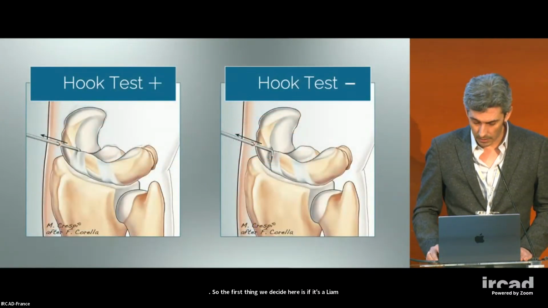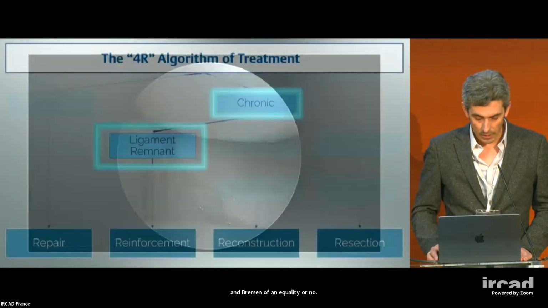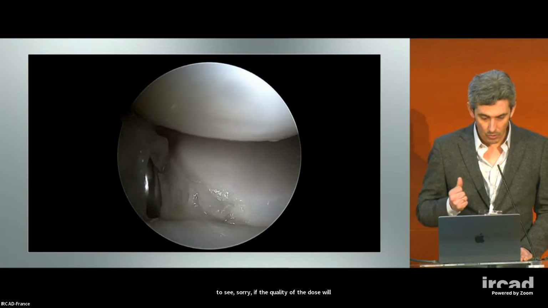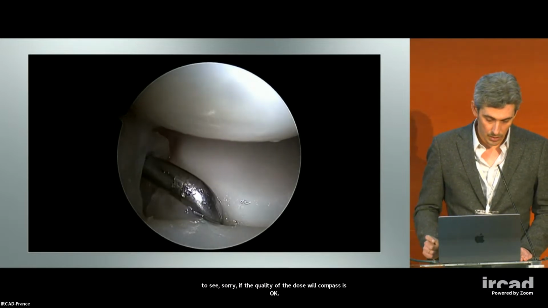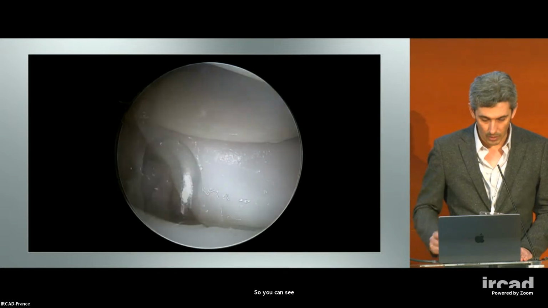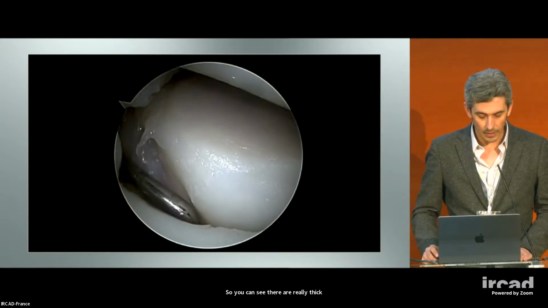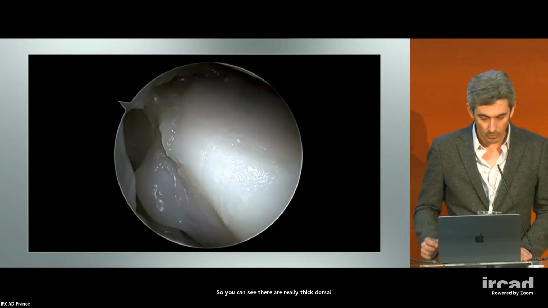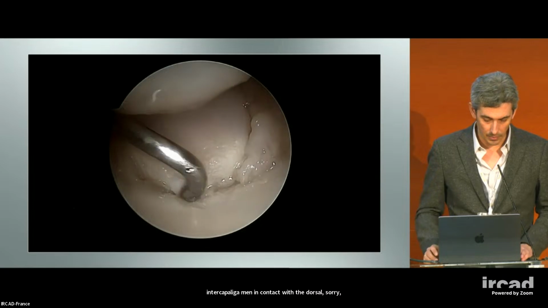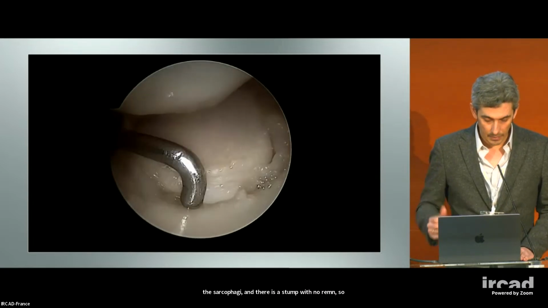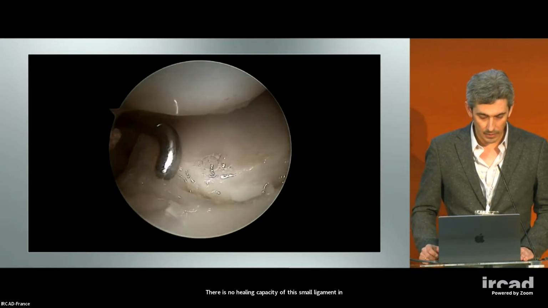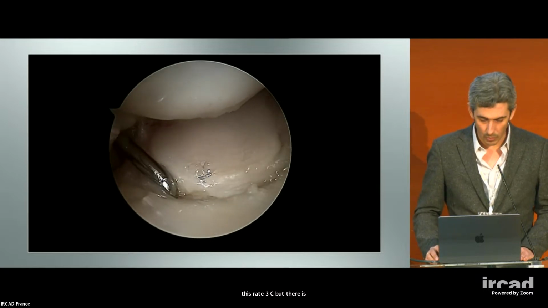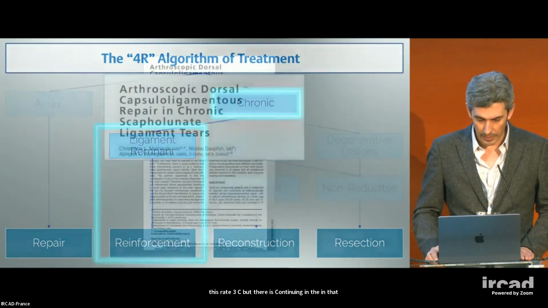We have published this test called the hook test, trying to see if the quality of the dorsal complex is okay. So you can see there a really thick dorsal intercarpal ligament in contact with the dorsal scapholunate ligament, and there is a stump with no remnant, so there is no healing capacity of this small ligament. Again, this is grade 3C, but there is continuity in that ligament, so we can do a technique for reinforcement.